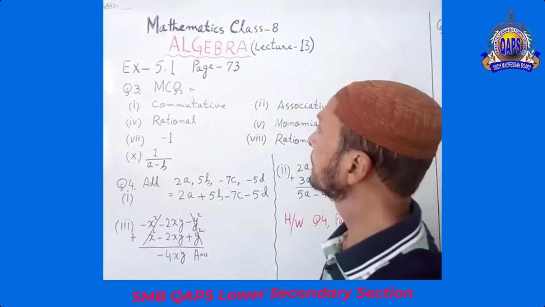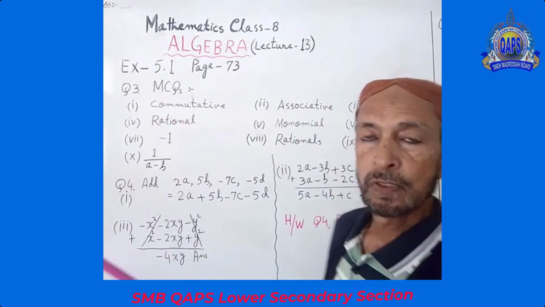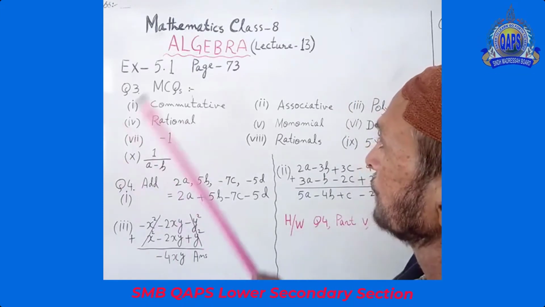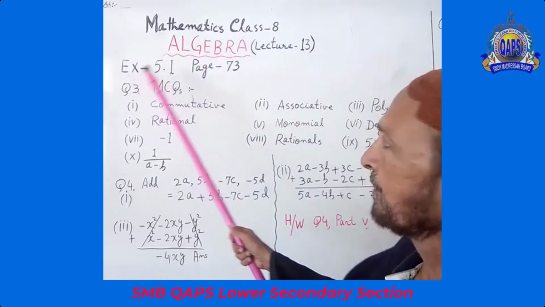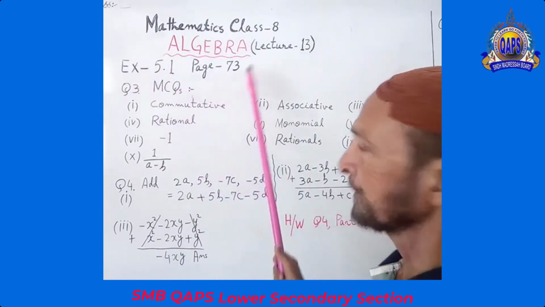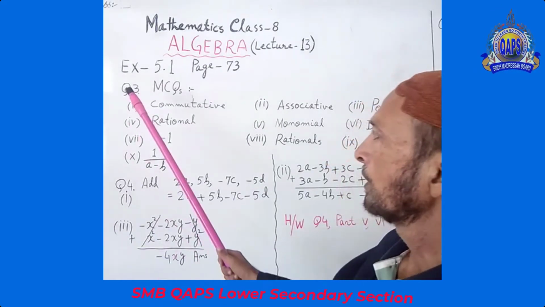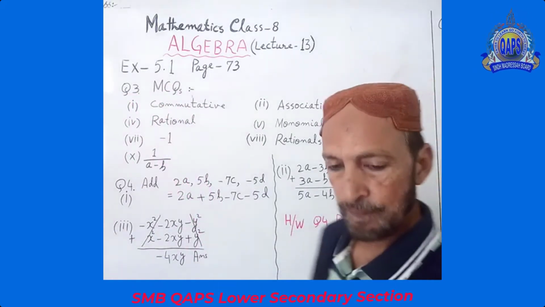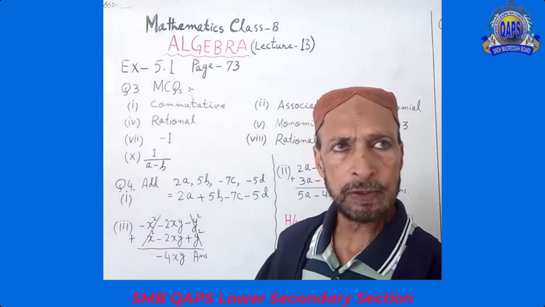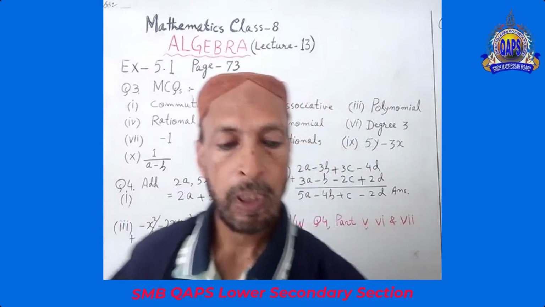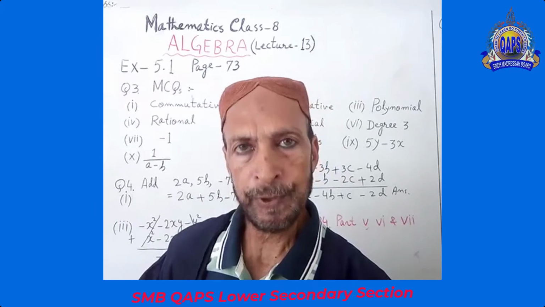Now question number 3, MCQs. We are over here, you see, that's my lecture, algebra, exercise 5.1, page 73. Open your books, page 73. Now, question number 3, MCQs. I am reading the question and pay your attention towards your book. I would like all of you to open your book.